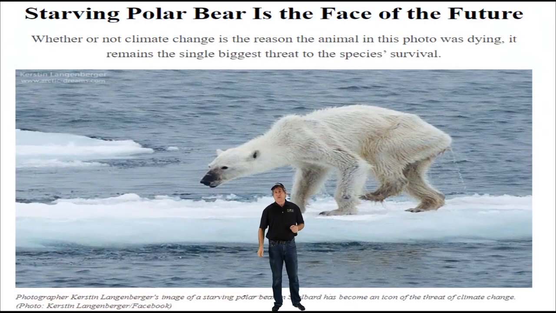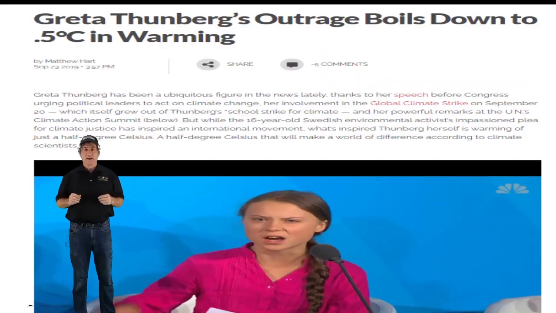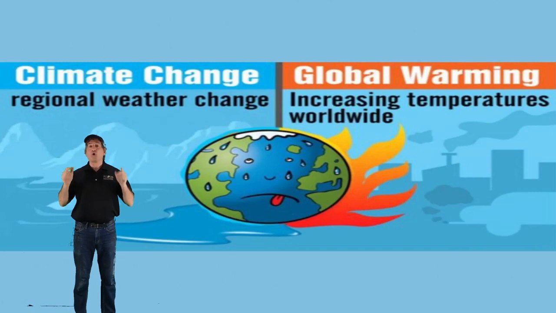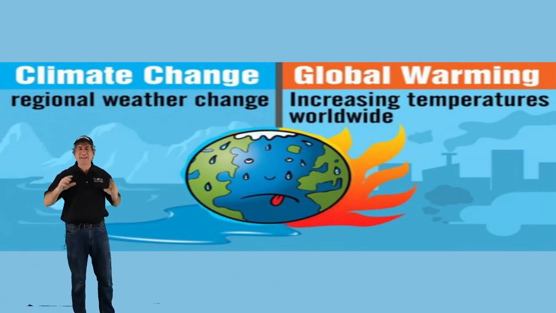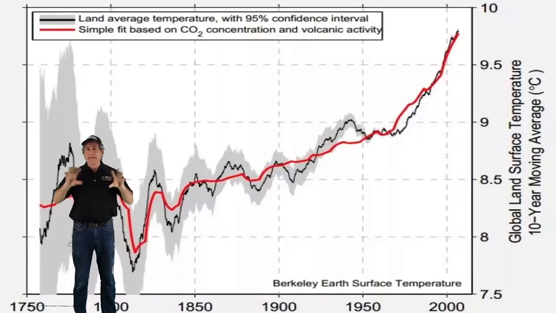The ecology of the North has provided the most iconic imagery in the campaign to raise awareness and concern, and in many cases, outrage over the consequences of global warming. And it is global warming that we're talking about here in the extreme North, not mere climate change. Make no mistake about it, the Earth is gradually warming.